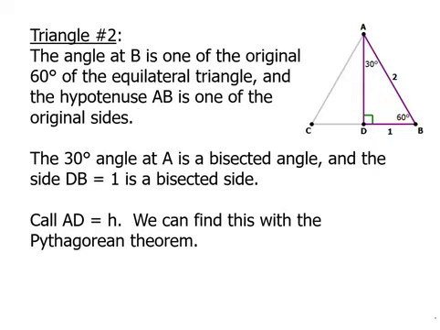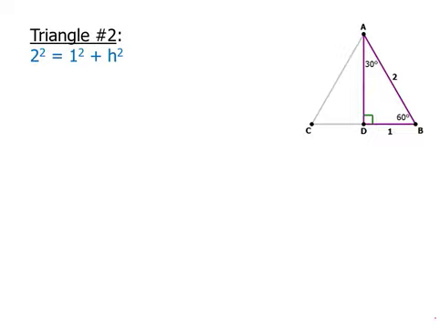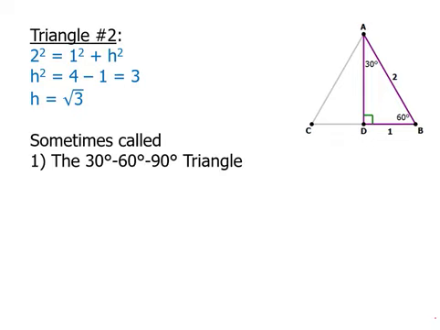Let's just say AD equals H. We can find H with the Pythagorean theorem. 1 squared plus H squared equals 2 squared. In other words, H squared equals 4 minus 1, or 3, and H equals the square root of 3. So that is the length of AD.